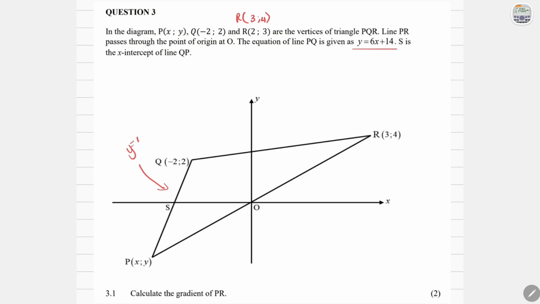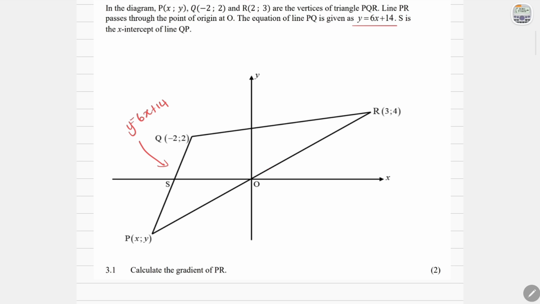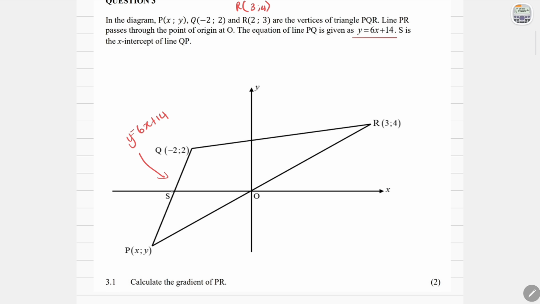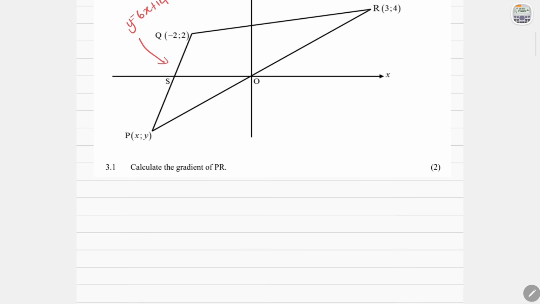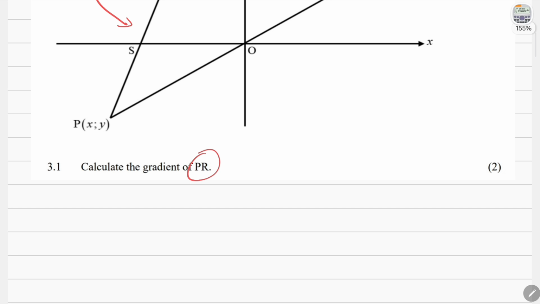Its equation is y equals 6x plus 14. And they tell us that S is the x-intercept of line QP. So S is the x-intercept. Okay. And the first question is just to calculate the gradient of PR.